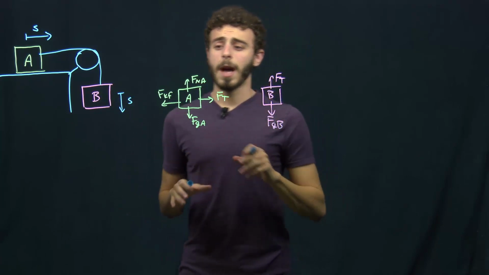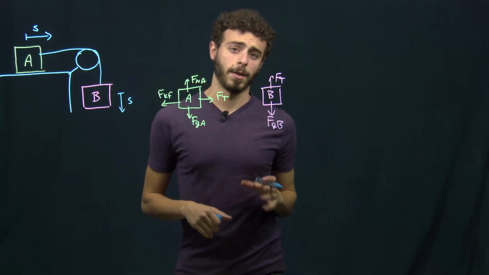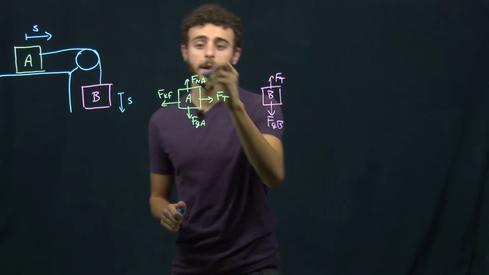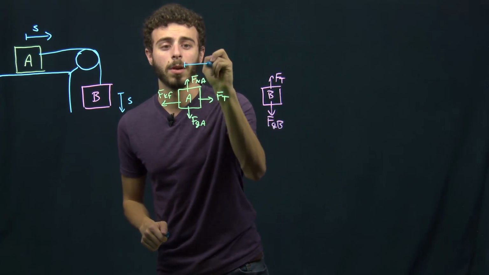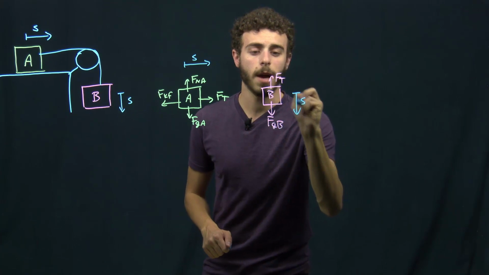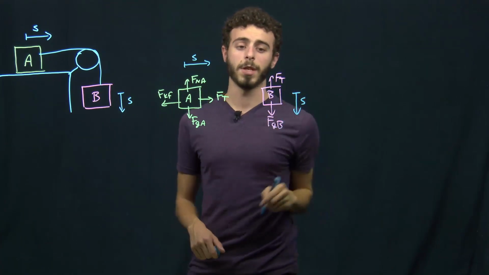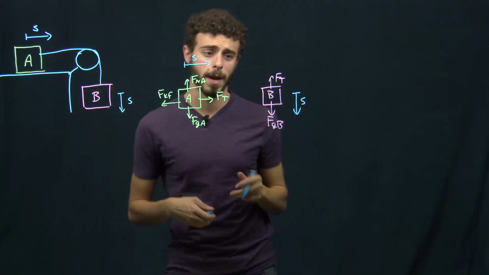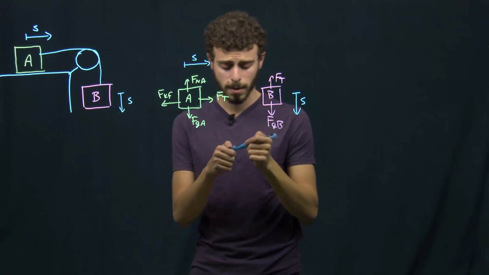So what we want to do now is draw on these displacement vectors because we're going to want to use energy considerations. So our work is going to be important. For this, we know block A should move to the right, so it's going to be to the right. Block B should move down. We're really just drawing these two vectors on our free body diagrams.